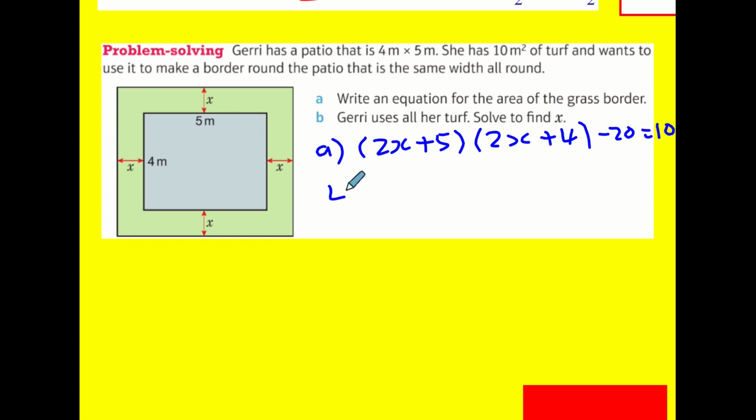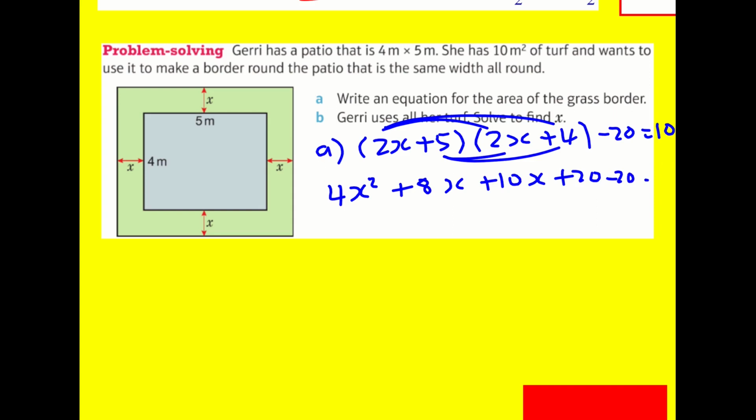Next thing, we expand the bracket. 4x squared plus 8x. Let me put the crab claw in, just in case you've forgotten this. Plus 10x plus 20 minus 20 equals 10. These are going to cancel. I'm going to be left with 4x squared plus 18x minus 10 equals 0.